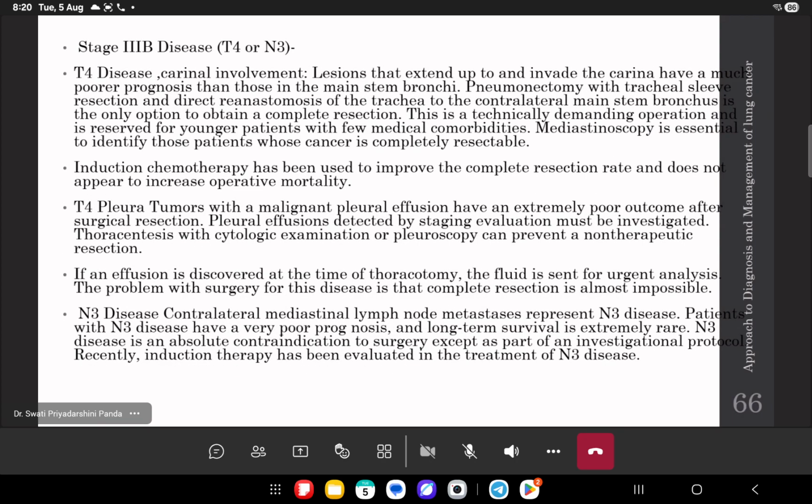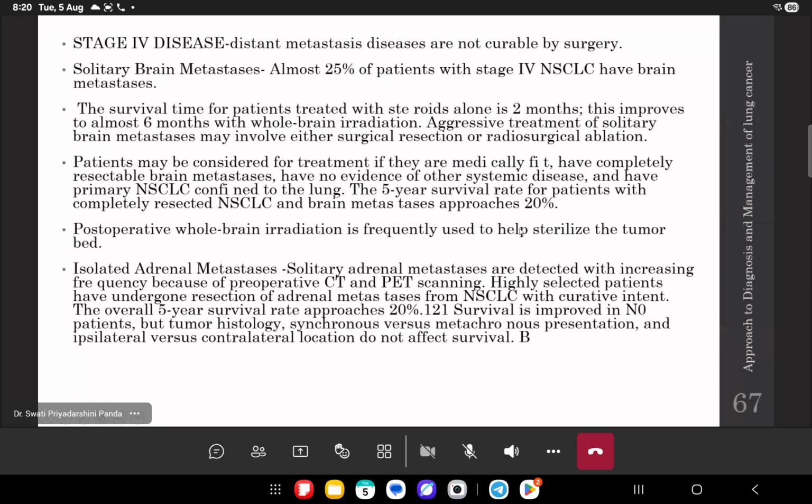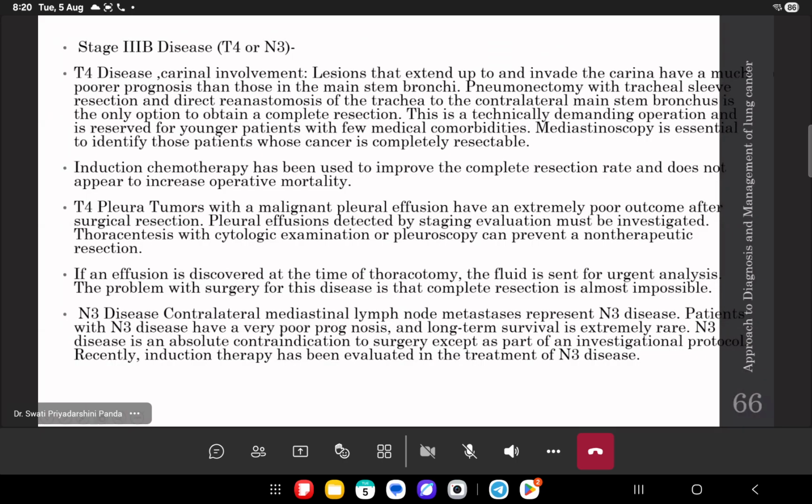Stage 3B disease, T4 or N3. T4 disease, carinal involvement. Lesions that extend up to and invade the carina have a much poorer prognosis than those in the main stem bronchi. Pneumonectomy with tracheal sleeve resection and the direct reanastomosis of the trachea to the contralateral main stem bronchus is the only option to obtain a complete resection. This is a technically demanding operation and is reserved for younger patients with few medical comorbidities.